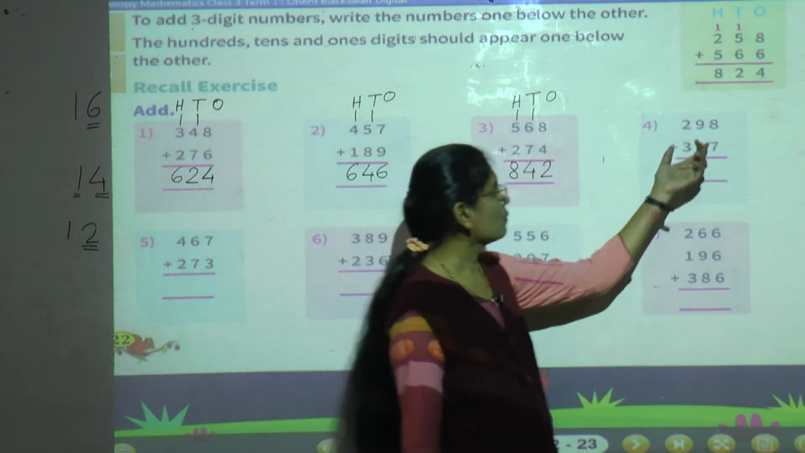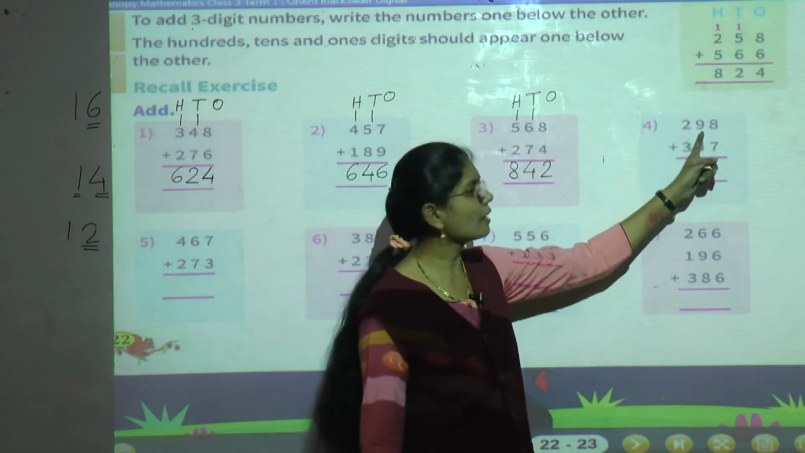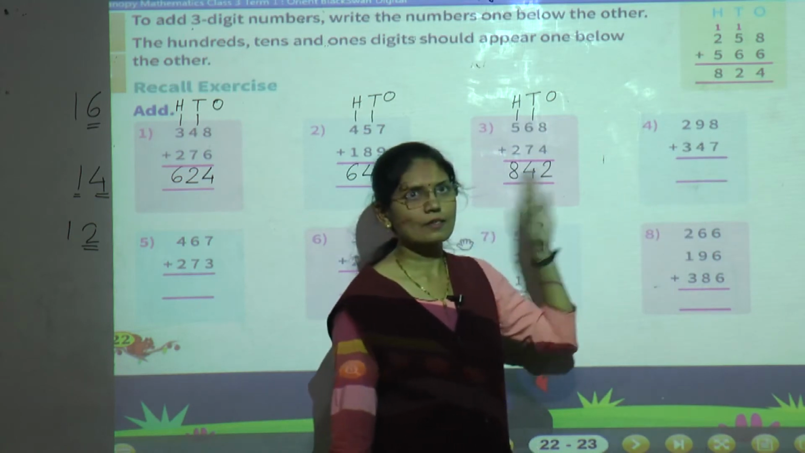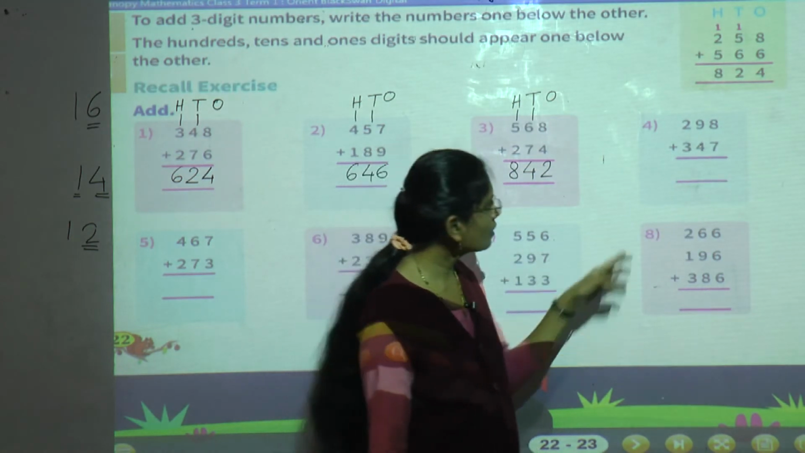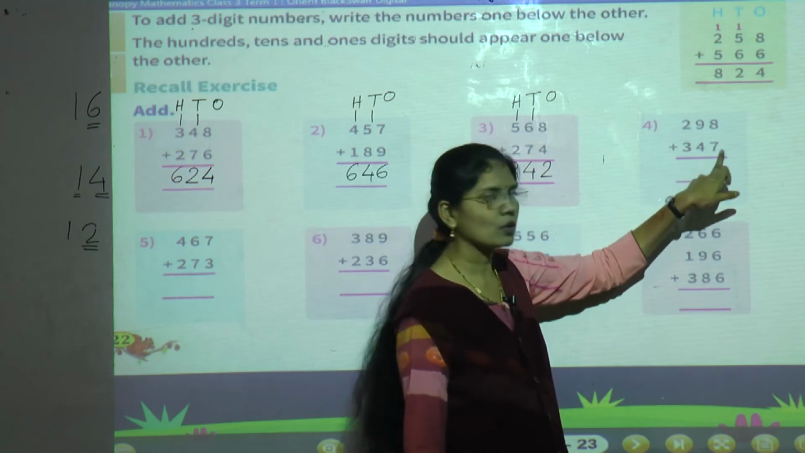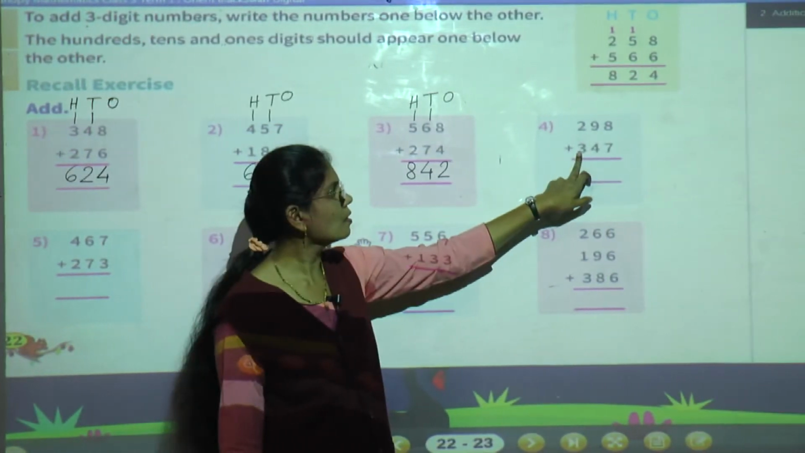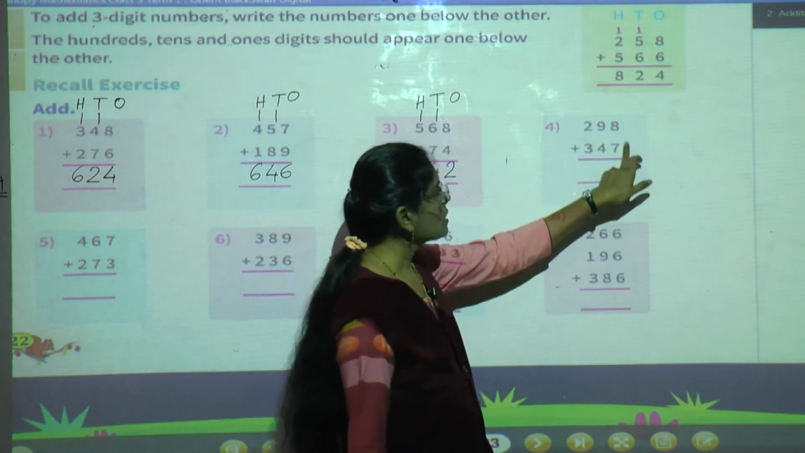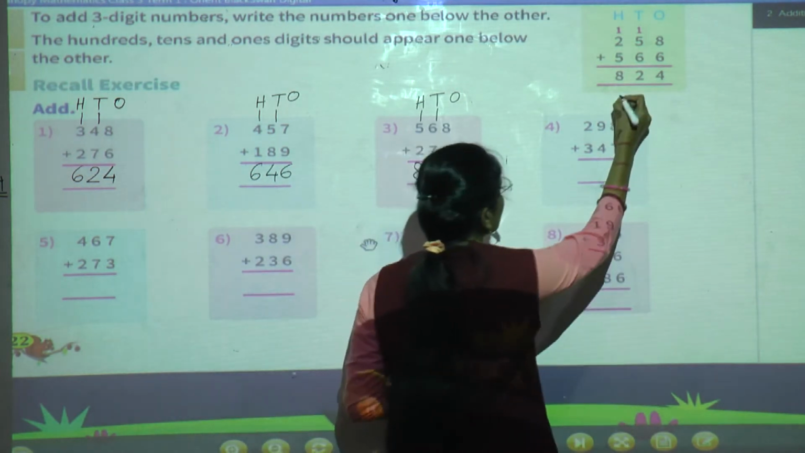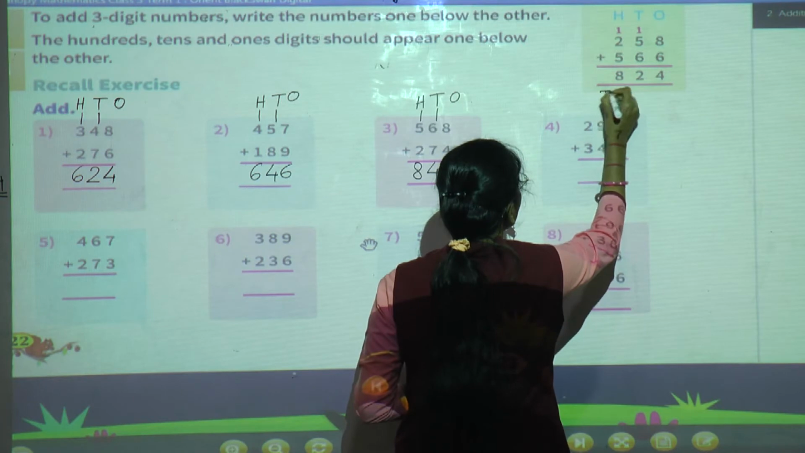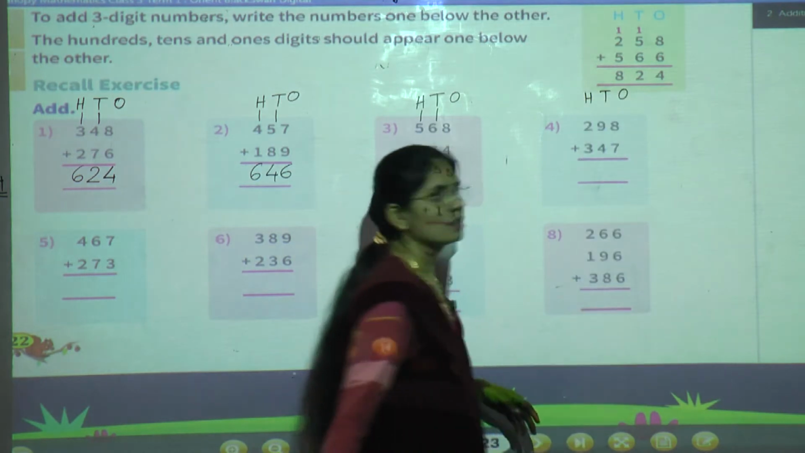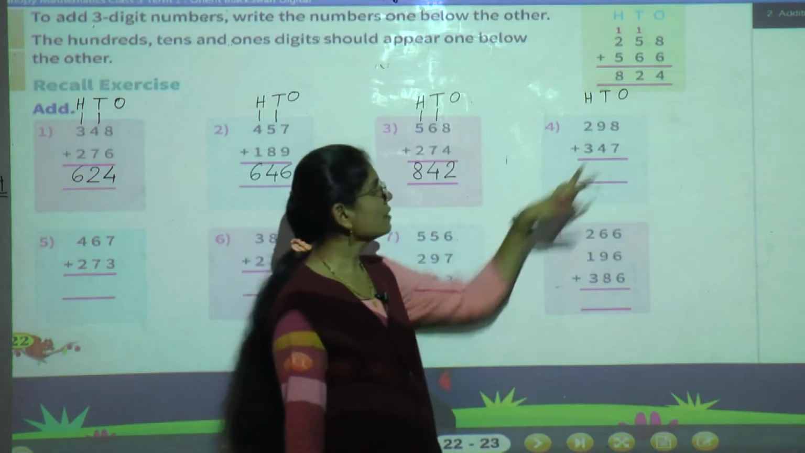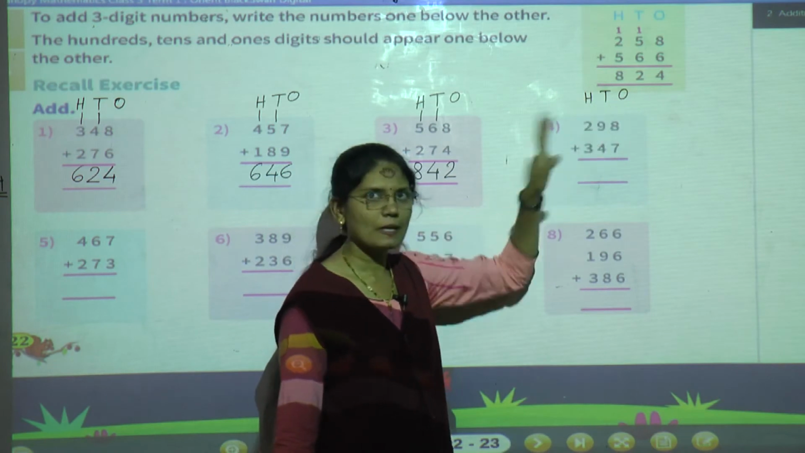Now we will move to the fourth example. See the number carefully. The number is 298. This is also a 3-digit number. Then plus 347. This is also a 3-digit number. Now add 8 plus 7. First we will write their places. O, T, H. Whenever we see the numbers, first we will write the places.